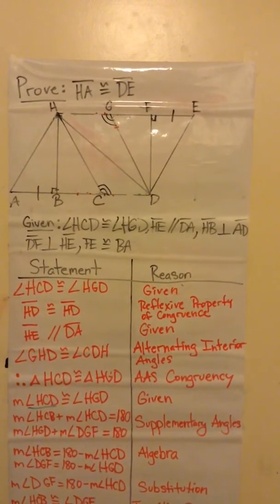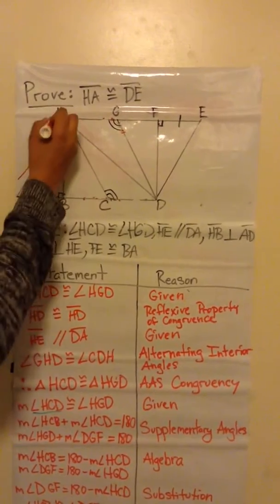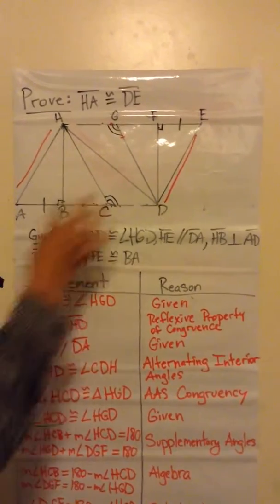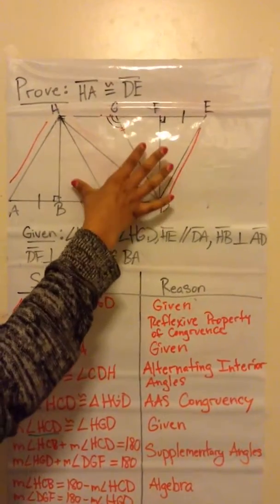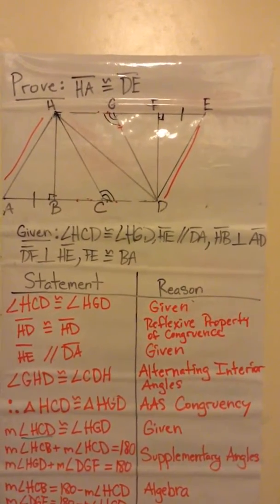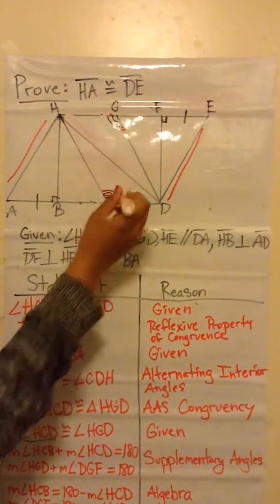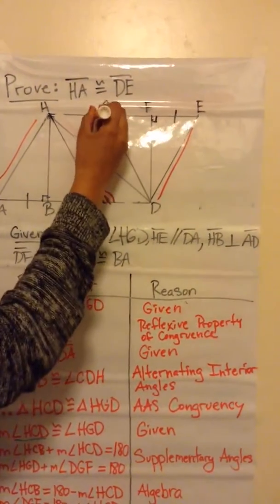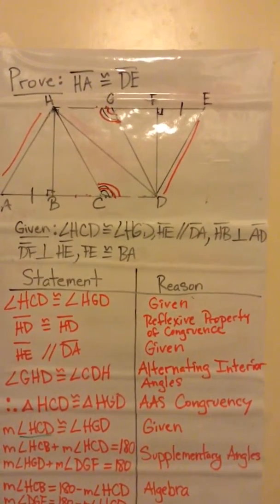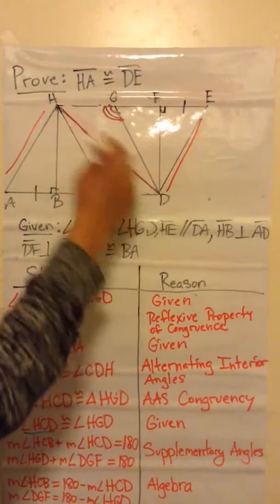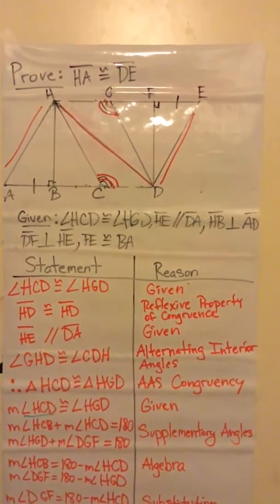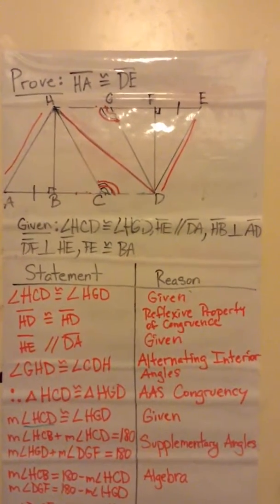In this proof, we have to prove that line segment HA right here is congruent to line segment DE. To do that, we have to prove that these two are congruent so that we have enough information for these, and so on. So the first statement is angle HCD is congruent to angle HGD, and we know this because it was given information. Also, we know that line segment HD is congruent to itself because the reflexive property says that it has to be congruent to itself.